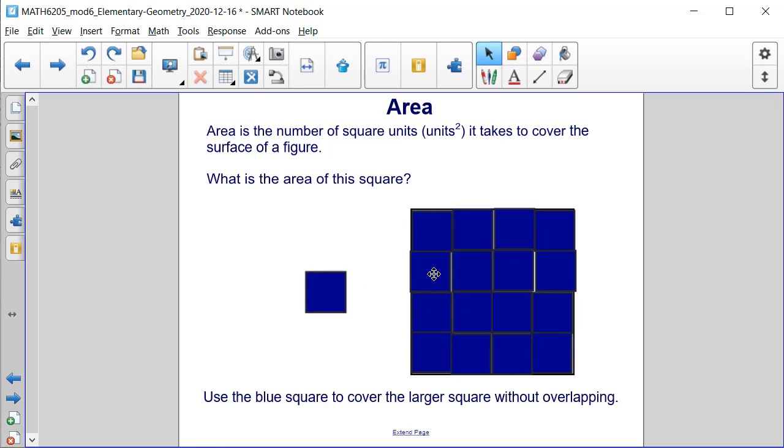And yes, indeed, it did take 16 of these smaller squares to fill up the bigger square. So then the area of this big square would be 16 square units.